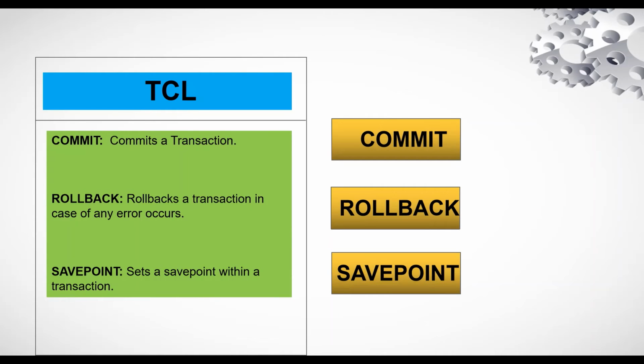Next is TCL, transaction control language. Commit, rollback, and savepoint come under TCL. So commit commits a transaction. What is a transaction? Suppose your task is to insert data in a table. Let's suppose you are inserting one row. Inserting one row is a transaction. Whenever you fire the insert command, it will insert the data in a table. But if you want these changes to be permanent in a database, you have to fire the commit command. Rollback is just the opposite of commit.